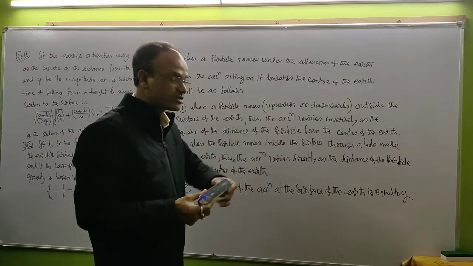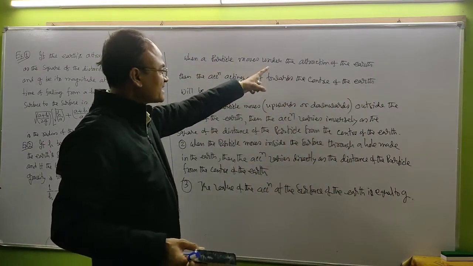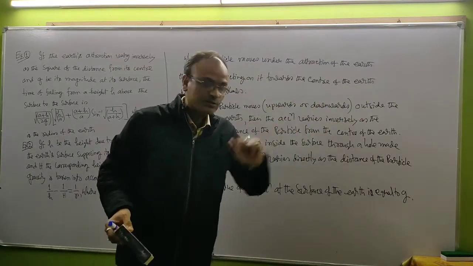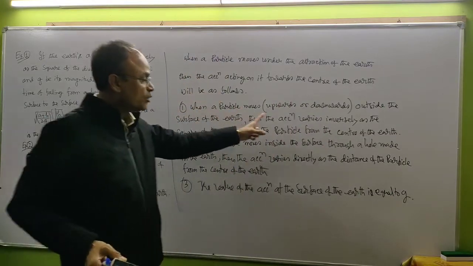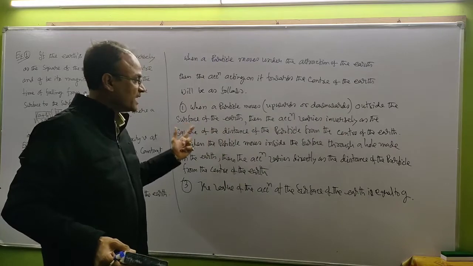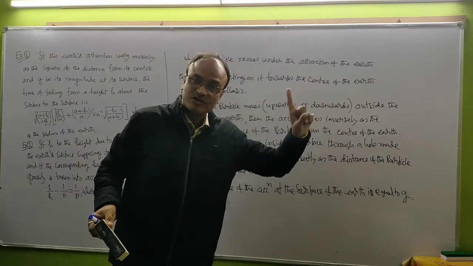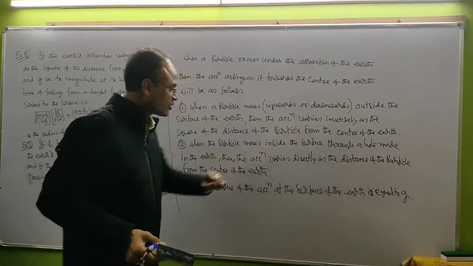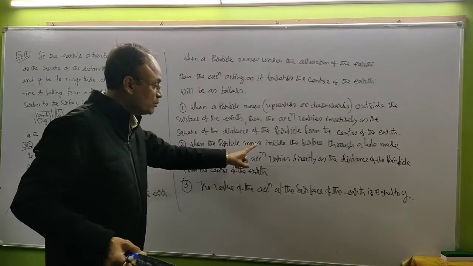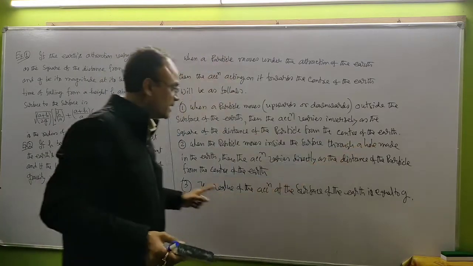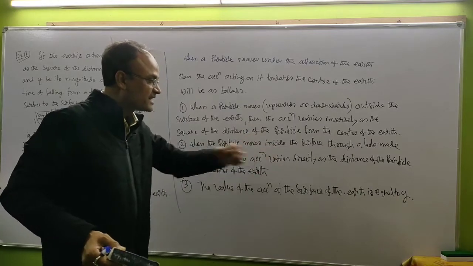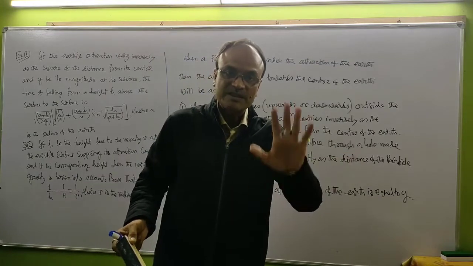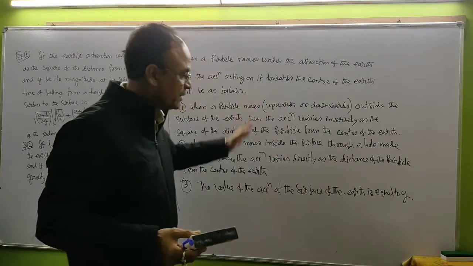What we have written: when a particle moves under the attraction of the earth, then the acceleration acting on it towards the center of the earth would be as follows. Number one, when a particle moves upwards or downwards outside the surface of the earth, then the acceleration varies inversely as the square of the distance of the particle from the center of the earth. Number two, when the particle moves inside the surface through a hole made in the earth, then the acceleration varies directly as the distance of the particle from the center of the earth, and the value of the acceleration at the earth surface is equal to g. Just remember this.